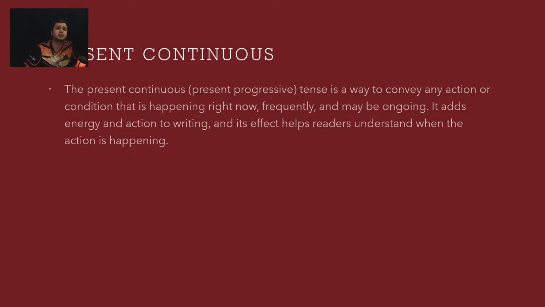Now we have the topic of the meaning of the present continuous. The present continuous, or also some people call it present progressive, is a way to convey any action or condition that is happening right now, at the moment. This is different from the present simple, because in the present simple we say something that we do regularly, but the present continuous only says that it's happening right now, at the moment.